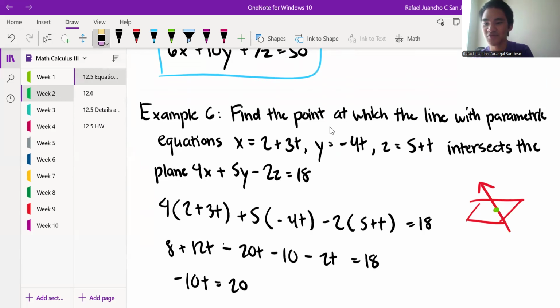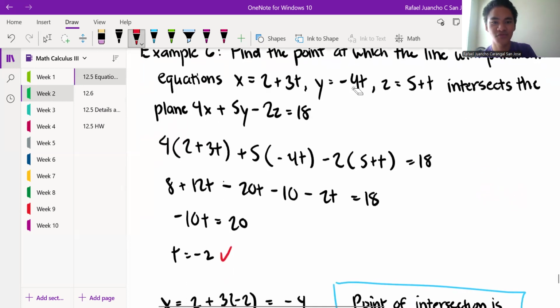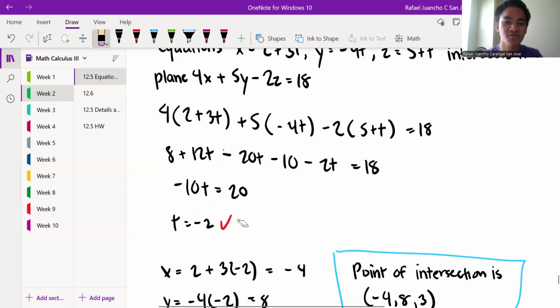I'm not saying this is the exact point, I'm just saying that's how we're going to find it. Well, we plug the x, y, and z values of the line into this plane equation. So x will be 2 plus 3t, y will be negative 4t, z will be 5 plus t. At least that's one way I know how. So I plugged it in, in terms of t. And now I have one equation. Yay, now I can solve for t. I got negative 2.